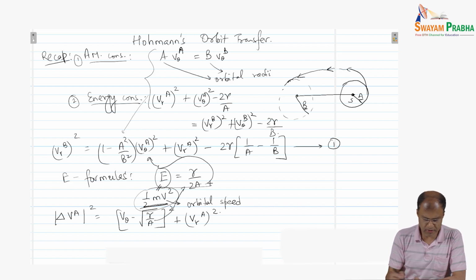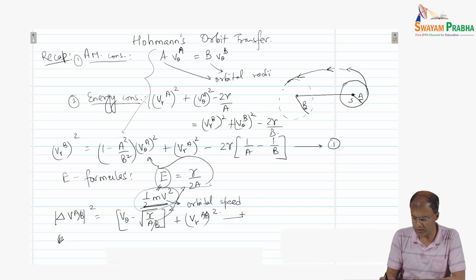Similarly, I can put A and B here. Both the equations will read the same, we can replace A by B and we are going to get the same set of two equations. Let me call them equations 2A and 2B. These are my net impulse at the point of liftoff and at the point of landing.